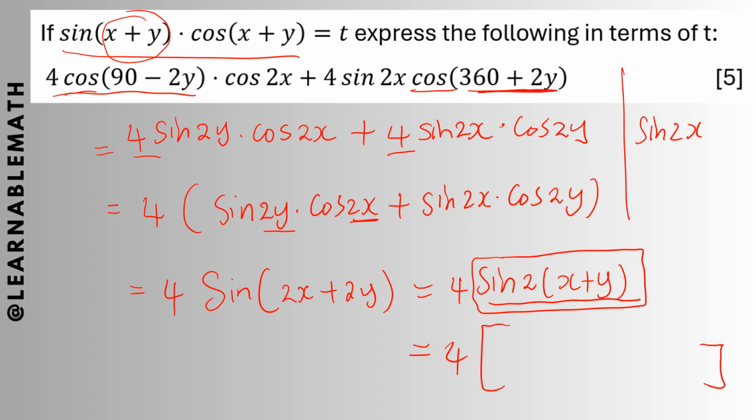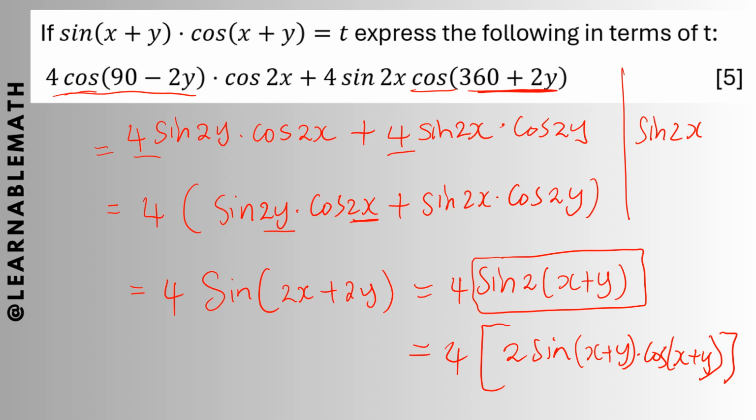Then inside there, this is a double angle of sine, which can be written as what? As 2 sine, and then we divide the angle. So it will be x plus y, times cos what? Cos(x plus y). Can you see? And you can see at this point that we can easily express it in terms of t, because it's giving us something that was equal to t there on top, right?